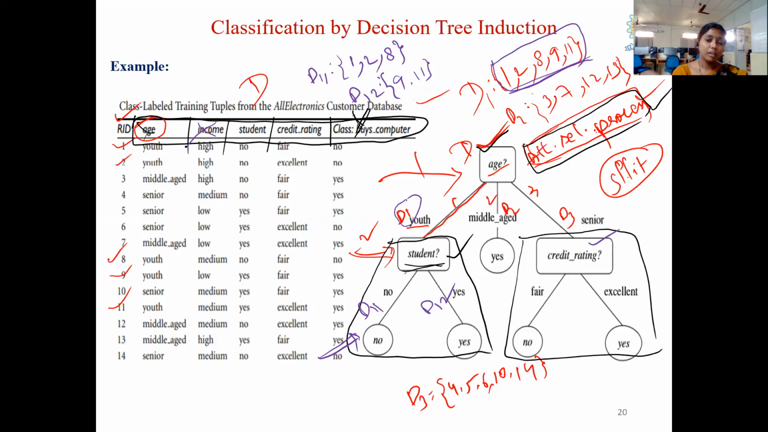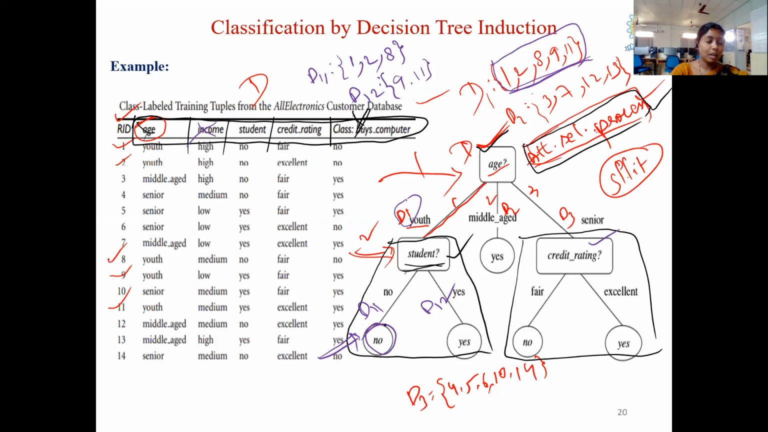So income is excluded here. Student is already used, age is used, credit rating is already used. Now the attribute list is empty. Once the attribute list is empty, we can come to the conclusion. Now we need to label the partition. Label the data that fall under partition D11. Similarly, we need to label the data that fall under partition D12.